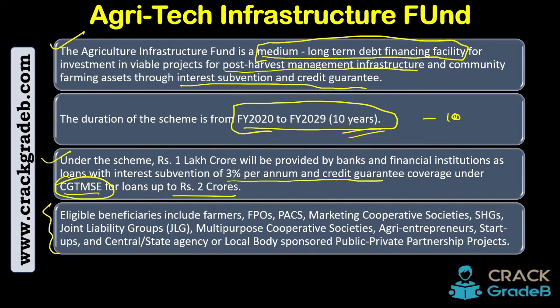So what is the Agriculture Infrastructure Fund? In short, it's a medium long-term debt financing facility that manages post-harvest management infrastructure. That's it. Now, the scheme is for 10 years from FY20 to FY29. 1 lakh crore will be provided by the banks with interest subvention of 3% per annum and credit guarantee. Right? So with this, we have come to the end of the lecture.